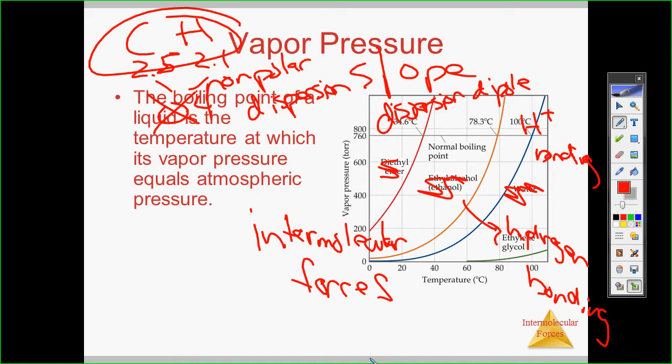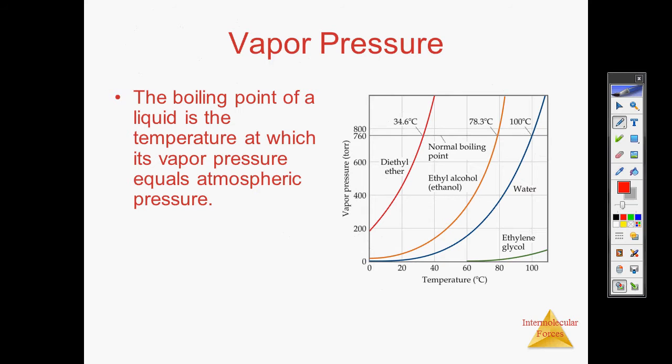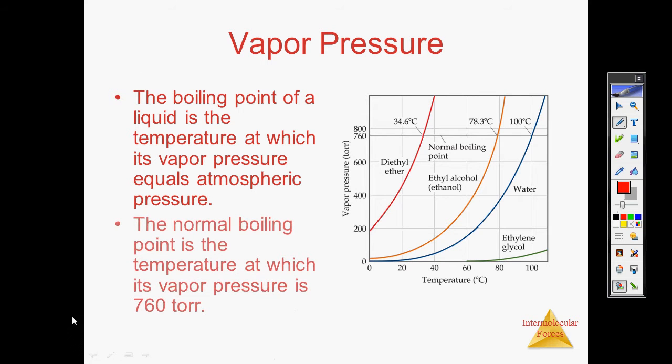Kind of gather up. If I have an alcohol, hydrogen bonding. If I have a hydrocarbon, dispersion forces. It's going to be nonpolar. Something for you to think about. The normal boiling point is the temperature at which the vapor pressure is 760 torr, like I said, 29.92 inches of mercury, whatever that may be.